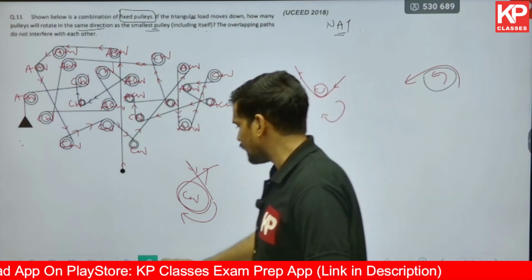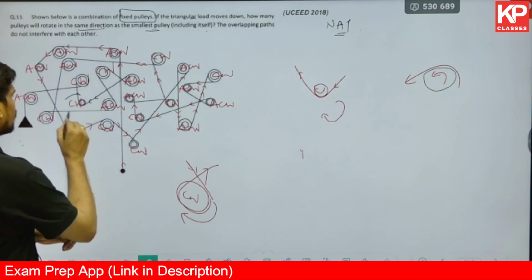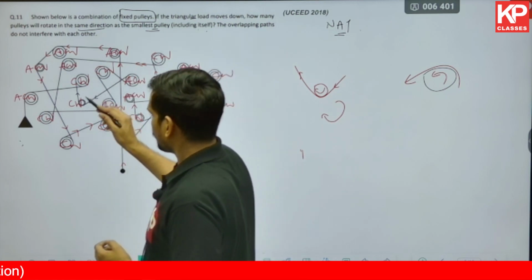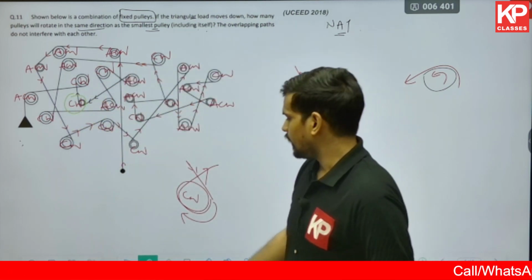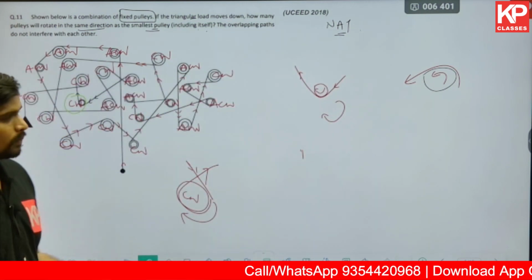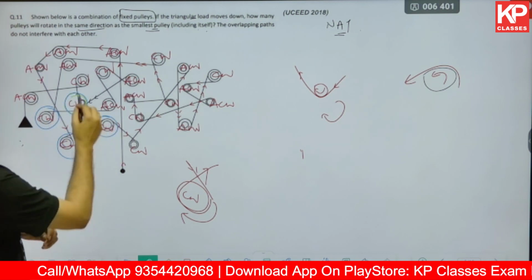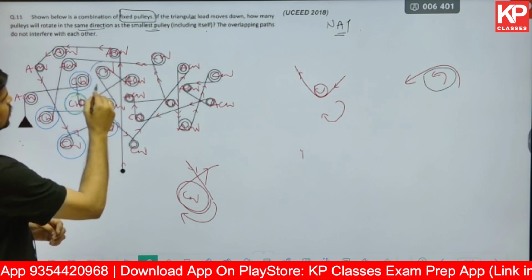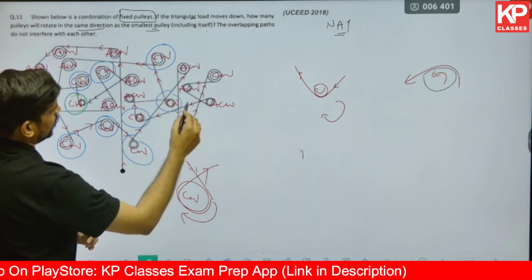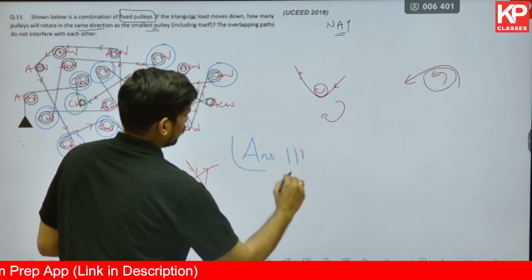Now let us count and give the answer for this question. They have asked us how many pulleys are turning in the same direction as the smallest pulley, and the smallest pulley is having a clockwise turn like we discussed in the beginning itself. Let us count how many pulleys are having a clockwise turn in this complete diagram. Starting from the load, you can count it. So let me count 1, 2, 3, 4, 5, 6, 7, 8, 9, 10 and 11. So the answer for this question has to be 11.